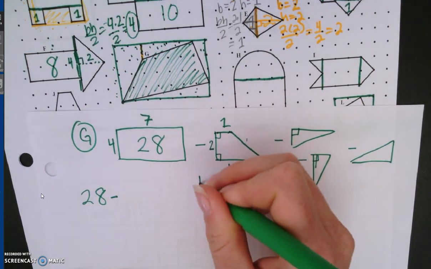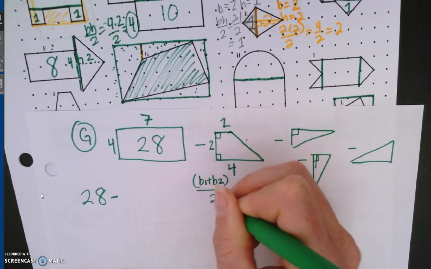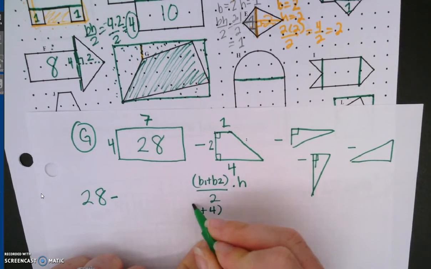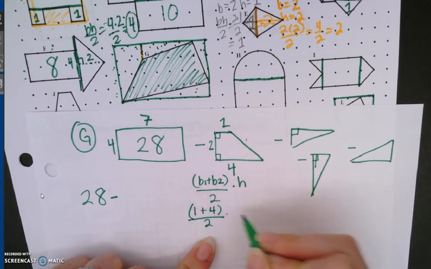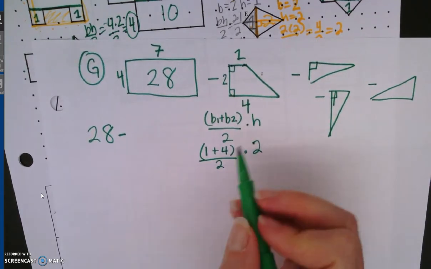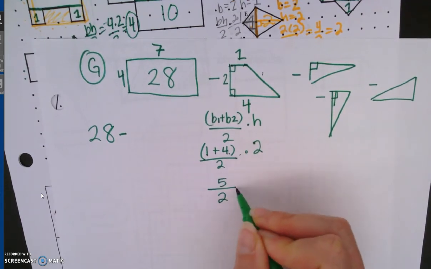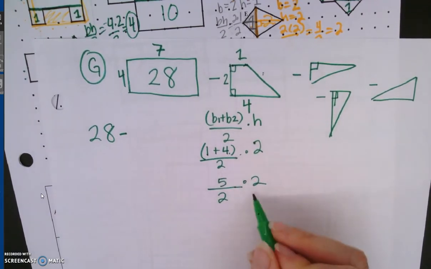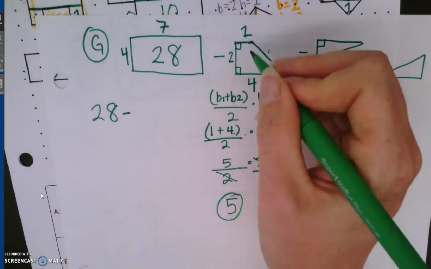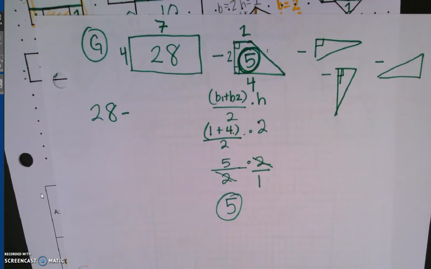And we need to find the area of this. The area of any trapezoid is base 1 plus base 2 divided by 2 times your height. So we have 1 plus 4 divided by 2 times your height, which is 2. Order of operations, we need to do what's in parentheses first. 1 plus 4 is 5. 5 divided by 2 times 2. Think about this 2 as 2 over 1, and they cancel out. And I'm just left with 5. So the area of our trapezoid is 5.